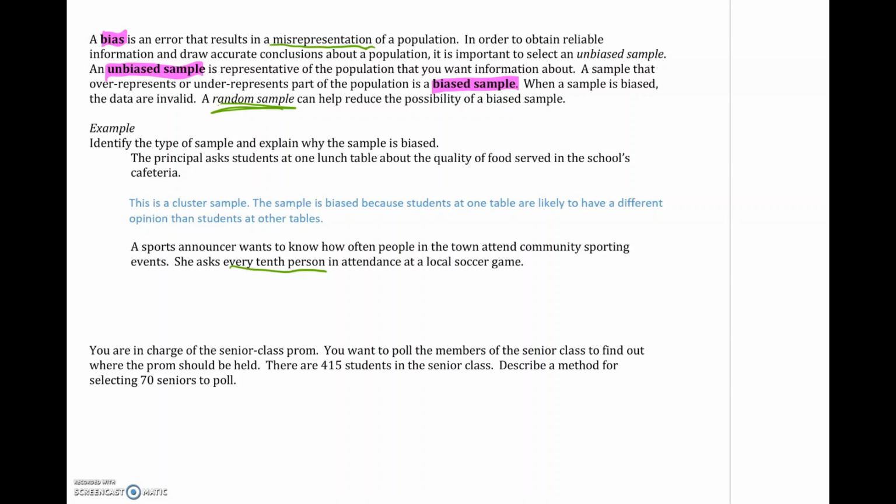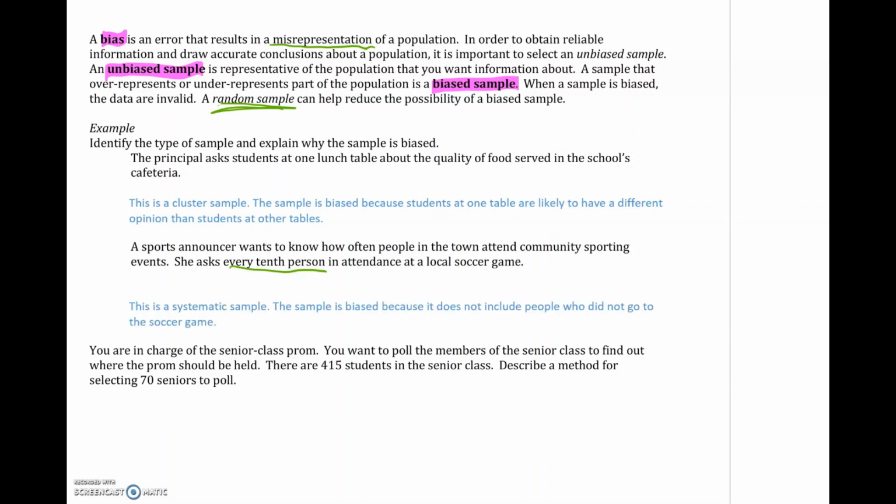So we have a systematic sample that sounds like, hey, isn't that relatively good? We're just picking every 10th person. Well, look at the situation. If you're trying to figure out how often people in town attend community sporting events, and you ask people at a community sporting event, isn't that a bias? Because everybody who's at that local soccer game is more likely to say, yeah, we go perhaps pretty often, right? Or whatever, but you're not including people who perhaps don't go to the local soccer game but go to the local softball game or don't go to any at all. So there's a bias because you're already selecting from people who attended at least one of these sporting events. So it's not going to be representative of everybody in the community.